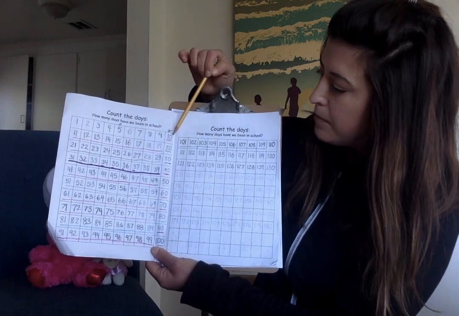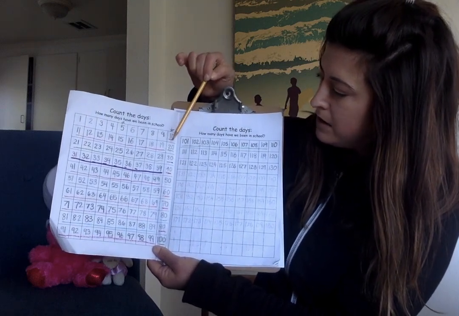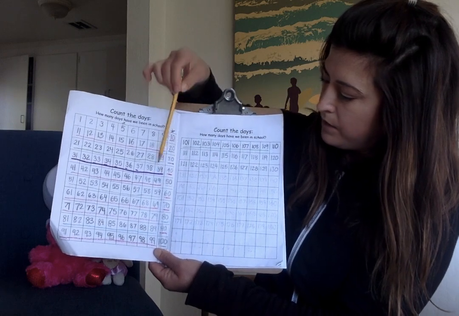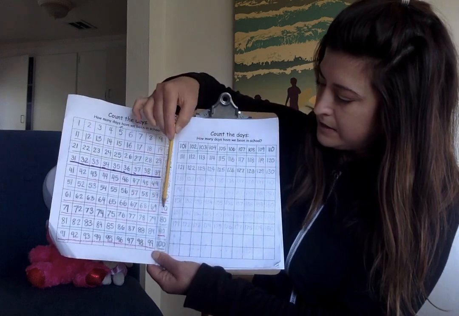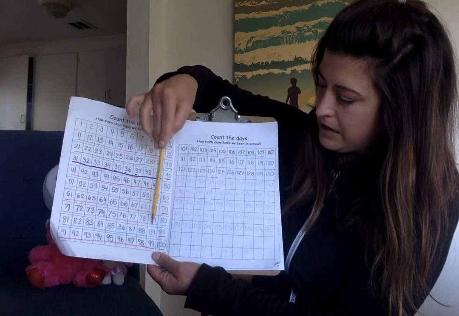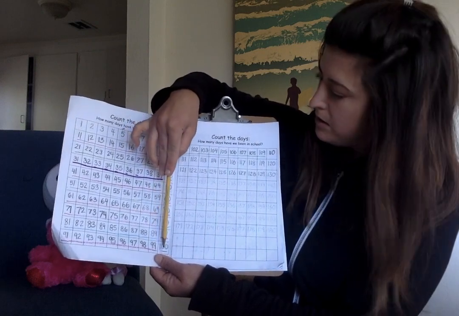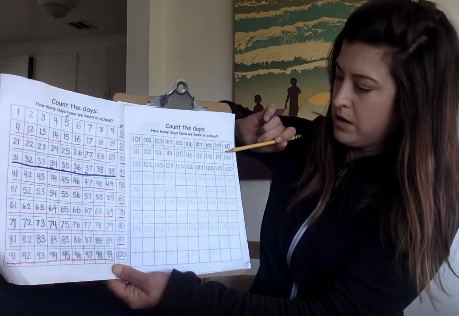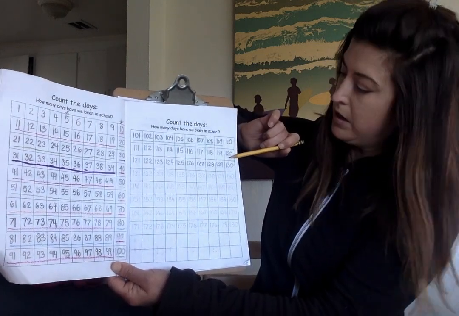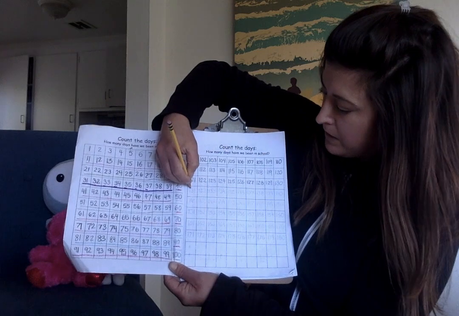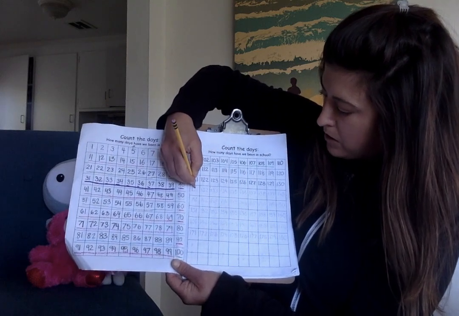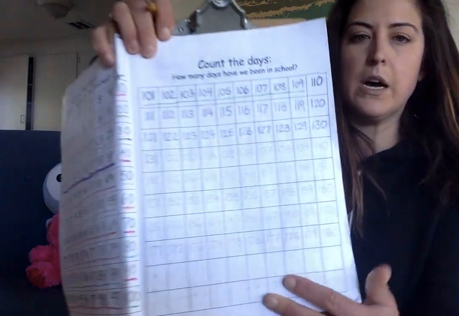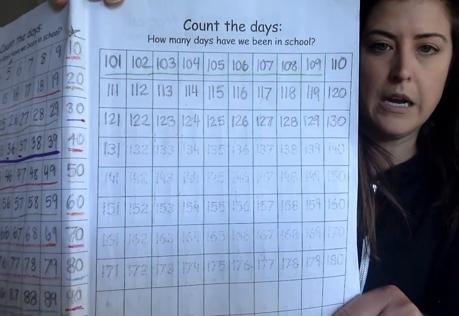And then we'll count by tens. 10, 20, 30, 40, 50, 60, 70, 80, 90, 100, 110, 120, 130, 131. 131 is a 3-digit number.